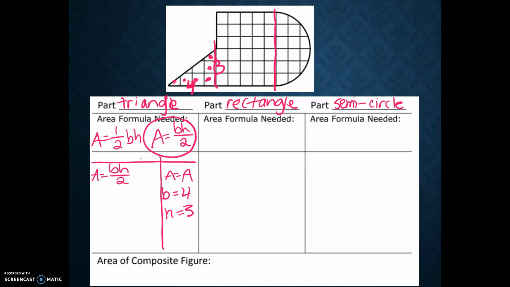So now let's plug it in. A remains the same, so right underneath it put an A, equals B, which is 4, in parentheses, times our h, which is 3, and then divided by 2.